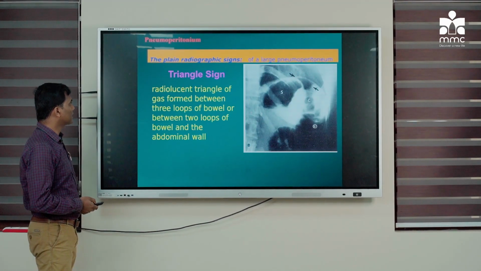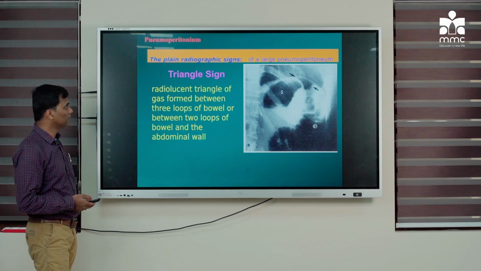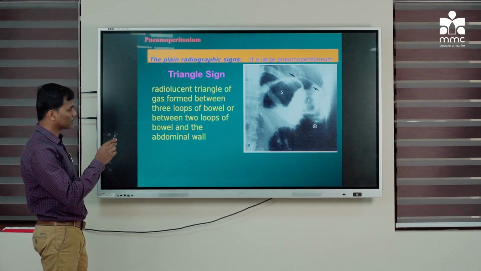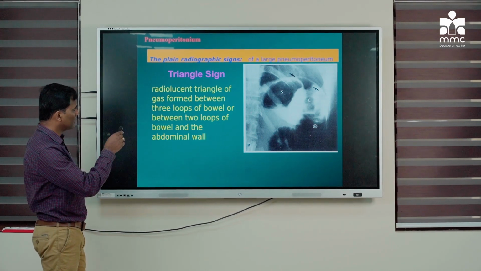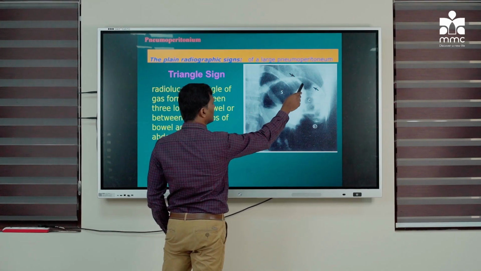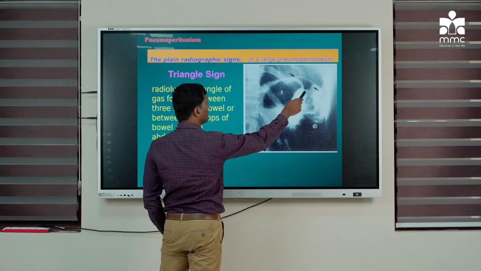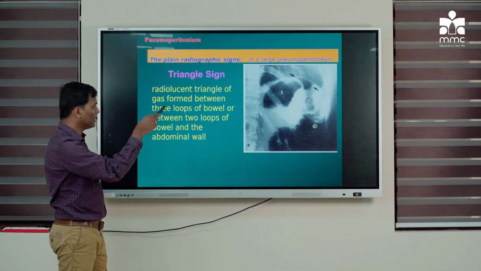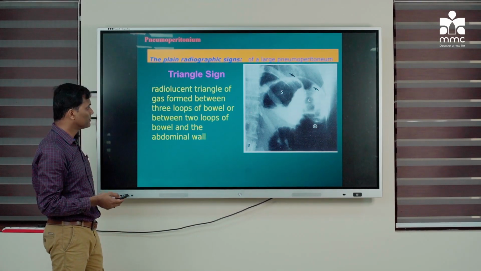The other sign is the triangle sign, almost a similar concept. The only thing is there will be an adjacent organ or structure in addition to the bowel. Like in this image, you can see there is extraluminal air which is outlined by the bowel here, and in the upper border by the diaphragm. So it may give a triangle-like appearance.